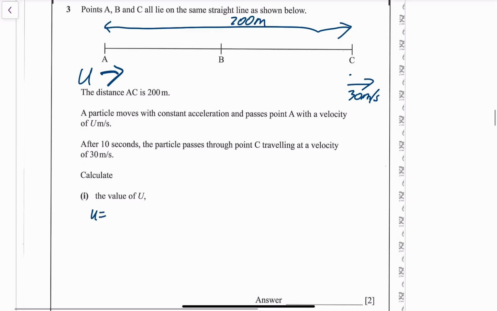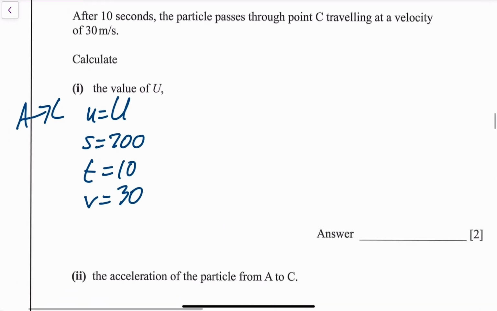Okay, so my initial velocity, small u, is equal to big U. My distance, my S, is 200. Sorry, this is me doing from A to C. This is what I'm doing here. And my time was 10 seconds. What else do I know? My final velocity was 30. So here, what could be used?